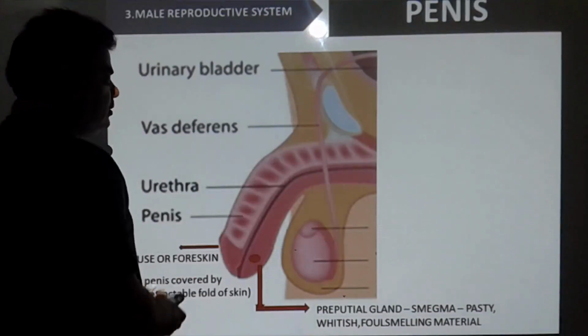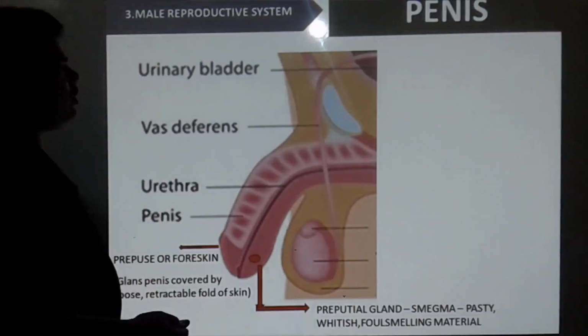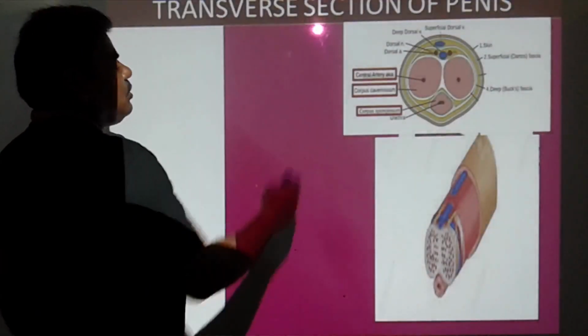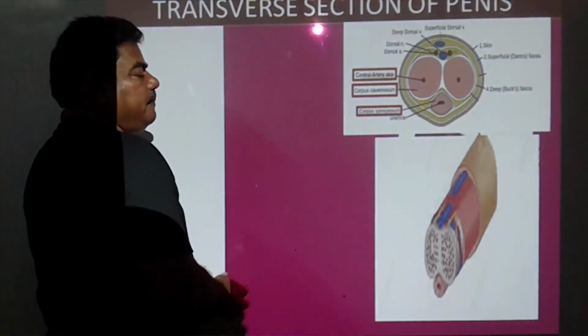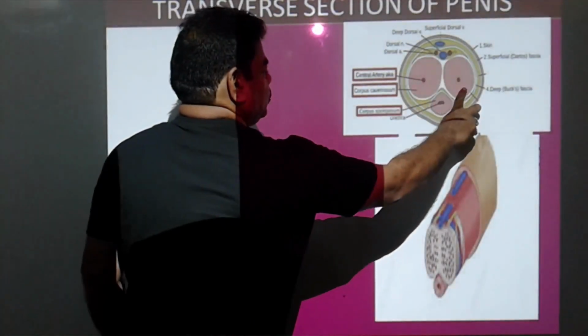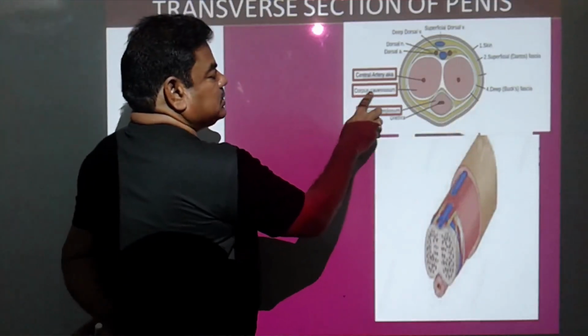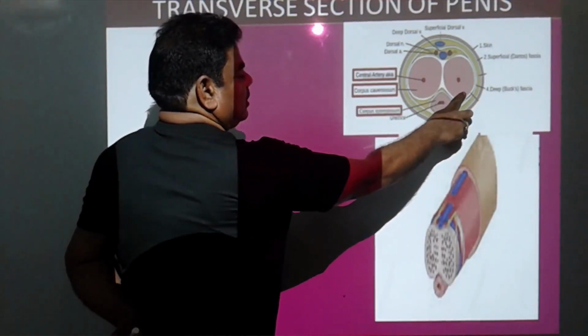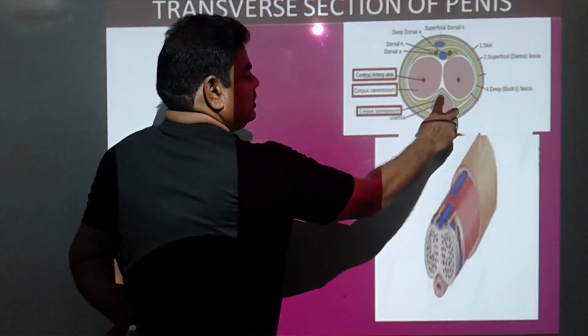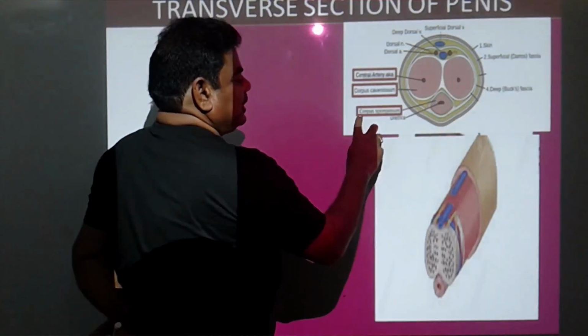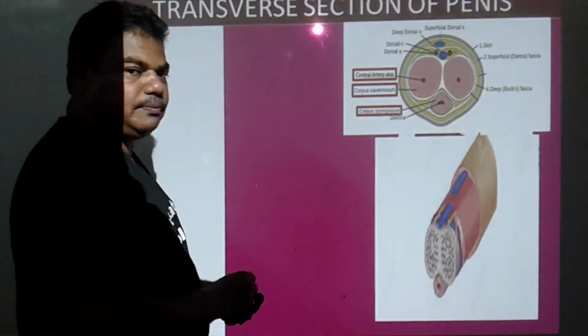Now see the penis, the transverse section of the penis. If you take the transverse section of the penis, it consists of this tissue known as the corpus cavernosum, this one, and the urethra, which is surrounded by this tissue. That tissue we call the corpus spongiosum.